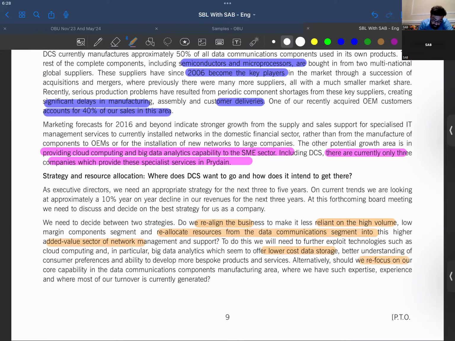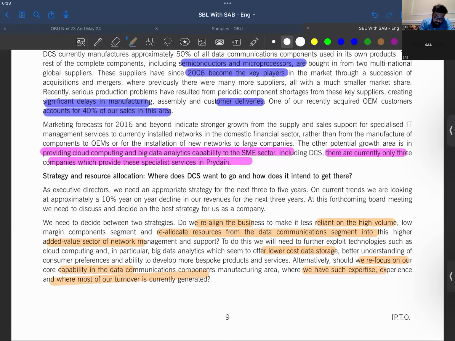The alternative would be to refocus on our core capability. So now you need to help them in identifying their strategy, whether to refocus where they are exactly or to realign or make some shift in their business models, right? Where we have such expertise, experiences, and all that.